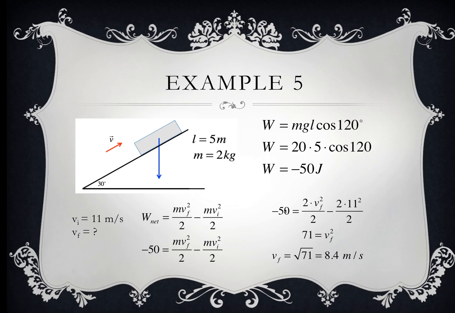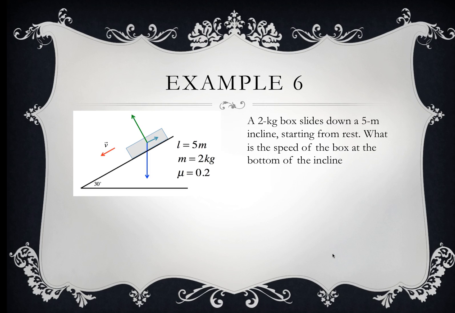Is it faster or slower? Well, analyze. Work net was negative. Therefore, you have to end up with an object moving slower than it started. It started at 11, and ends up moving at 8.4. The physics is correct, and so is your math.